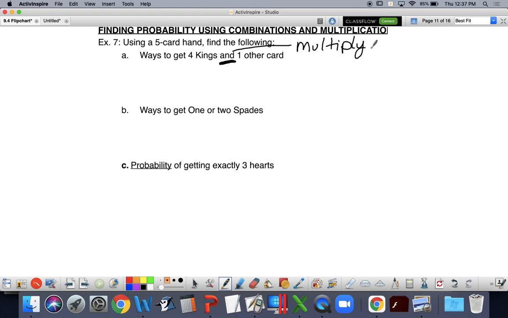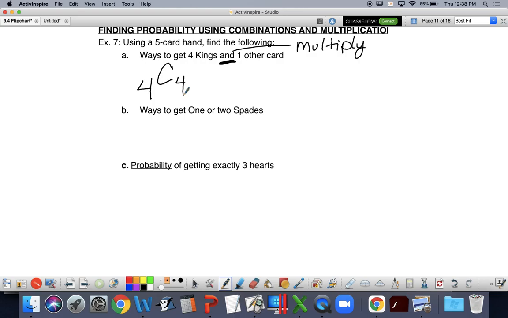Yep. So would it be 52 choose? How many kings are there? Let's talk about each of these completely separately. 4 choose how many? 4. Right? I want to pick all 4 kings out of the deck, but I don't care if I get king and then a 2 and then a king, king, king. It doesn't matter in which order they're coming out of the deck. So that's why I'm using combinations and not permutations.